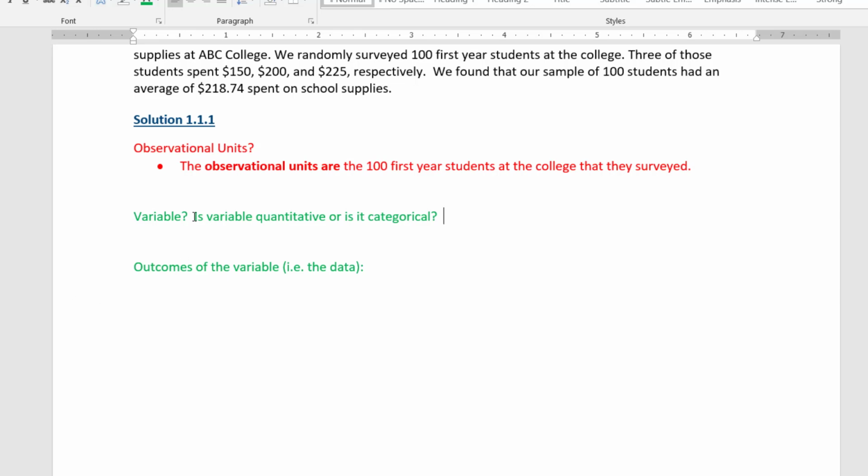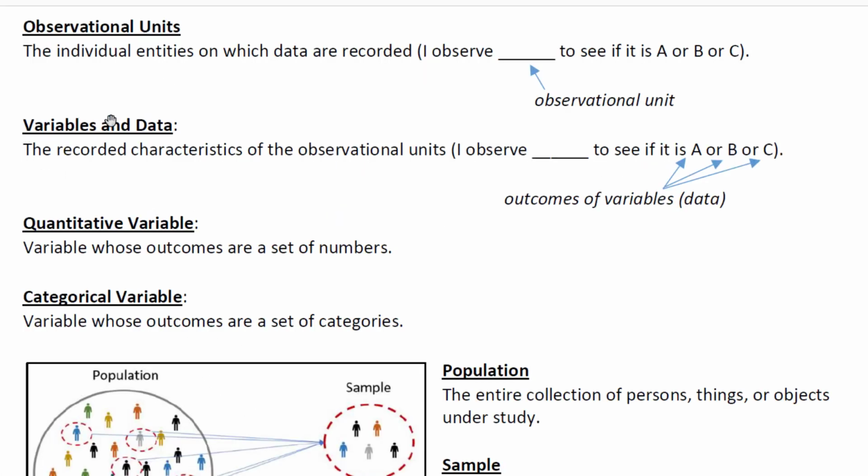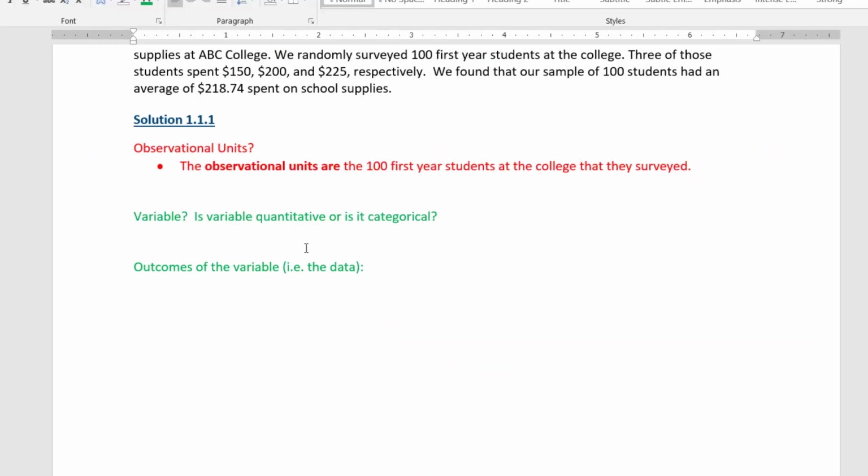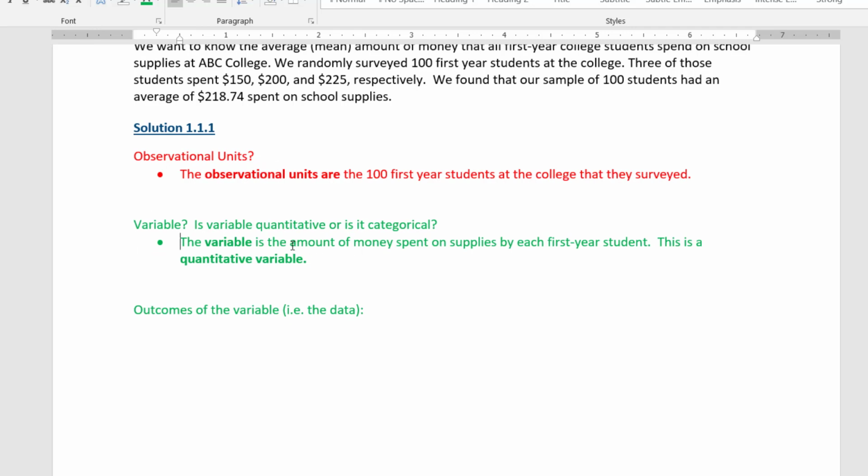Those are the observational units. What about the variable? Recall, the variable is the recorded characteristics about the observational units. It's what you are writing down about each observational unit. So if you imagine walking up to each of these 100 students and you have a clipboard in your hand, the things that you're writing down about those first-year students, that's the variable. So in this case, the variable is the amount of money spent on supplies by each of those first-year students. That's what you would be writing down about each one of those students.